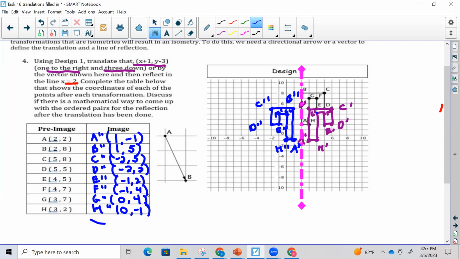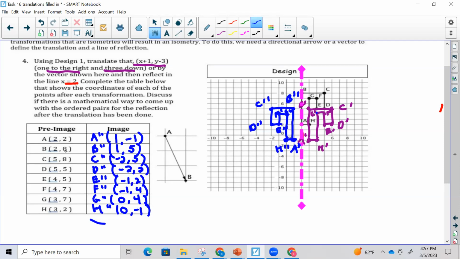This would be my pre-image. If we kind of compare the ordered pairs, we can see like the Y values. We again move 3 down for each one. So for each Y value, we subtracted 3 from it. So we have like 2 - 3 is -1, 8 - 3 is 5, 5 - 3 is 2. But then when we reflected it, we first, again, added 1 to all the x's. So we went 2 + 1 is 3, but then we reflected it over this line, x = 2. And so now you can see it's at 1.